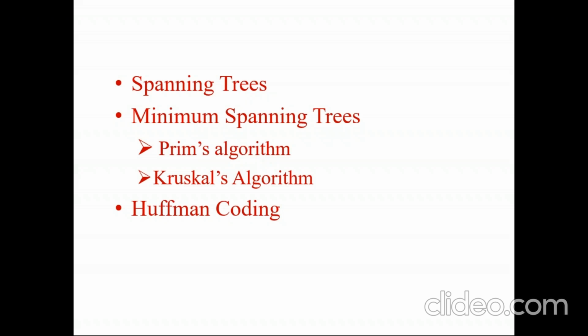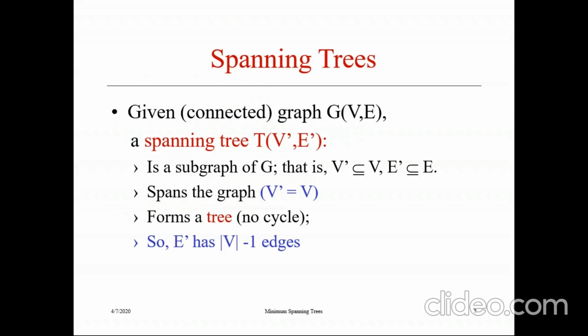Let's first understand what a spanning tree is. Given a connected undirected graph, which comprises a number of vertices V and a number of edges E, we need to form a tree which consists of V' vertices and E' edges. That is called a spanning tree if it acts as a subgraph of G, that is V' is a subset of V and E' is a subset of E. Basically, it spans the graph.